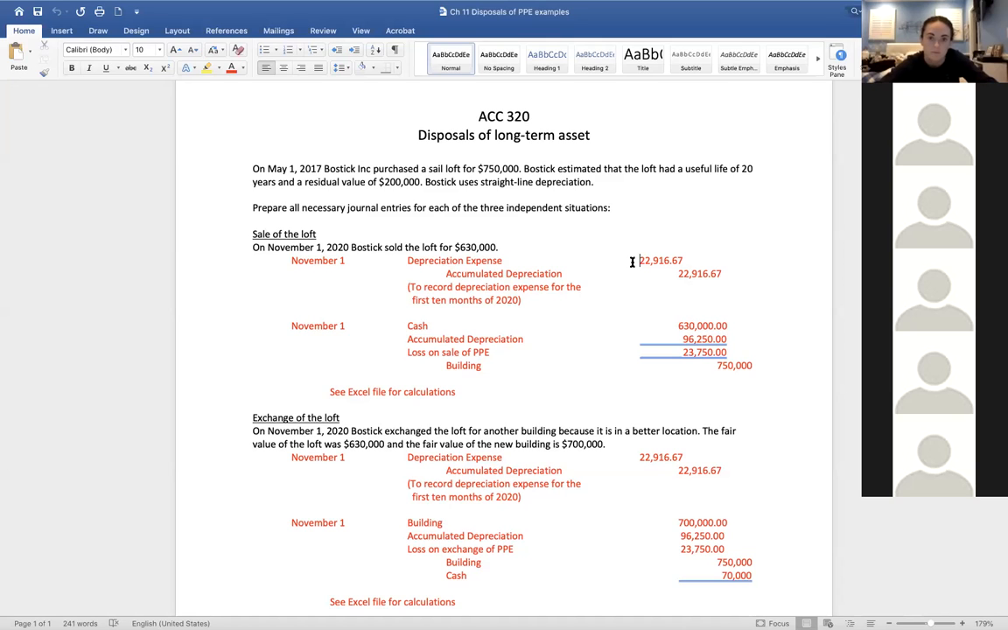So what was the depreciable base? 550,000. Good. And what was the useful life? 20 years. So how much is depreciation per year? $27,500. Good. But how many months did I have in my year of acquisition? 10.